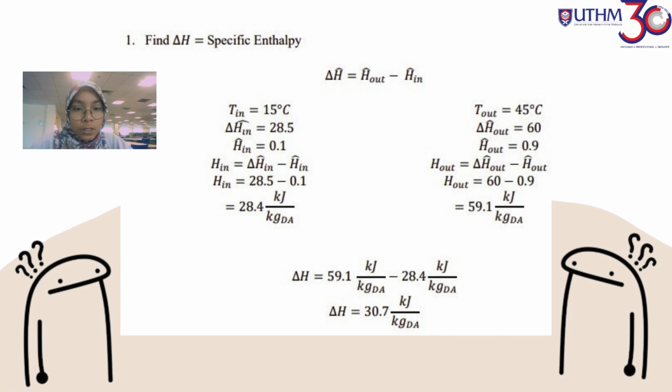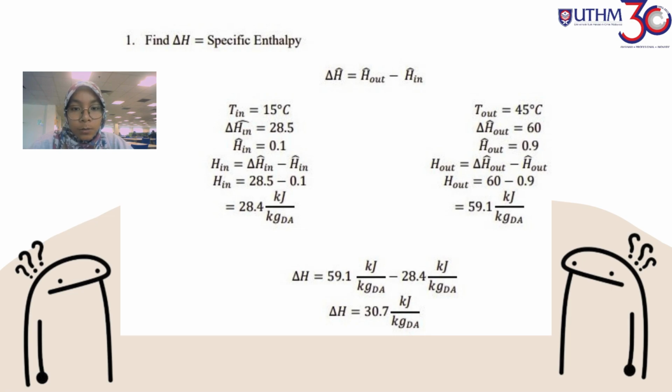Next we have to find the total enthalpy out. The formula is the same. Our delta enthalpy out is 60. Our enthalpy out is 0.9. So we just minus that and it will be equal to 59.1.